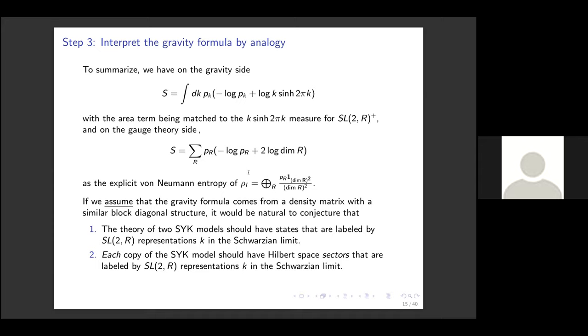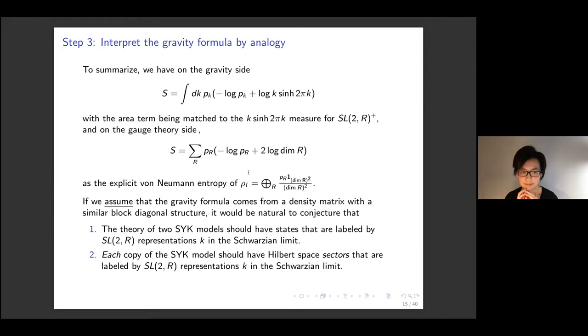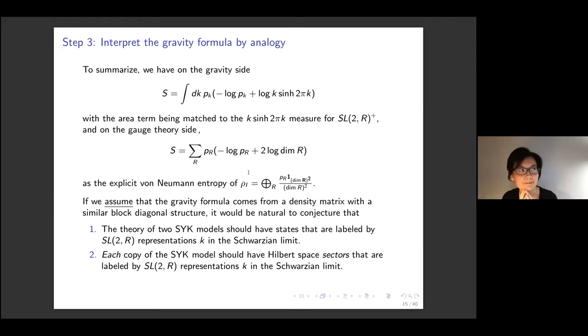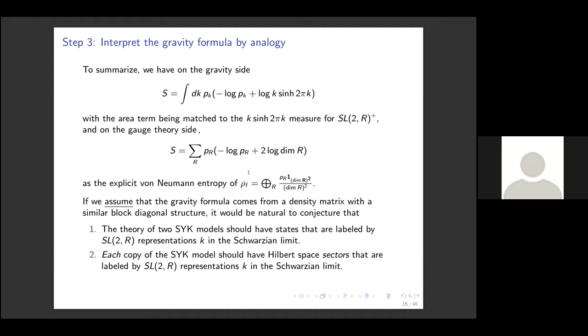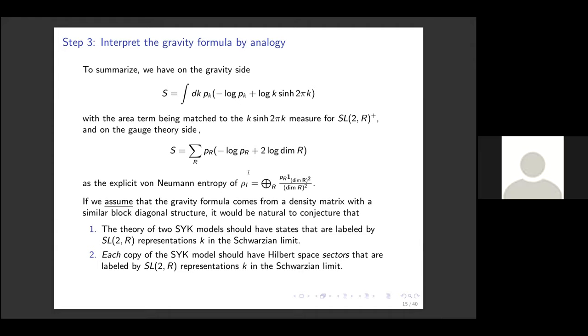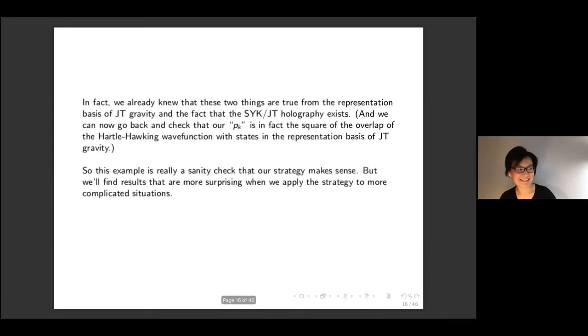Actually, can I say, when you say that if we assume the gravity formula comes from a density matrix, can I interpret it this way, that you're assuming that the Hilbert space of gravity is equivalent to an SL2R gauge theory? Yeah, I think that's fair. Right. Now there's one thing that maybe you're going to explain; if you are, please ignore it. In the SL2R gauge theory, these representations are continuous. Yes. Maybe we'll discuss this. I'll go ahead, please. Yeah, thank you.